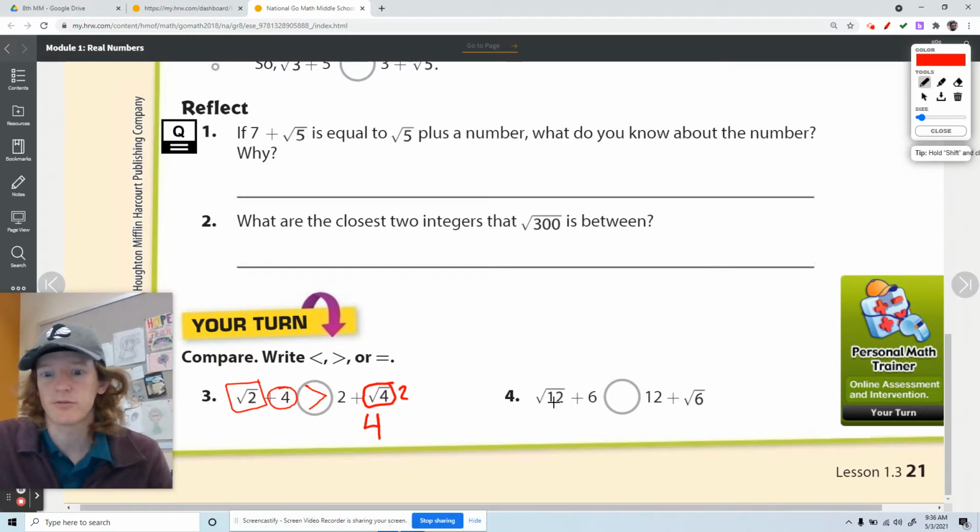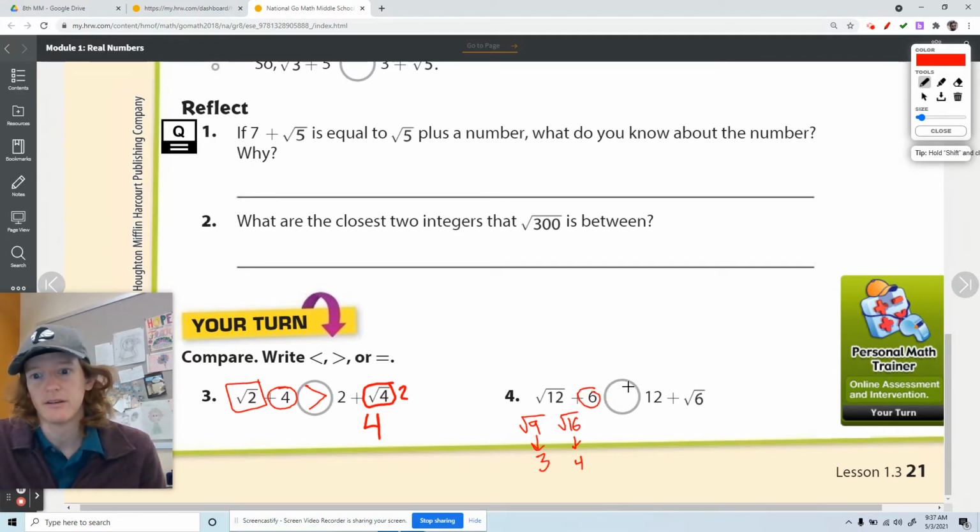For number 4, the square root of 12 is in between the square root of 9 and the square root of 16. So that's in between 3 and 4. So it's about 3.5. It doesn't matter which one of those is. Adding 6 is still going to be less than 12. 4 plus 6 is 10. So at best, this is 10. We know it's going to be less than 10, barely. So it's going to be in between 9 and 10. So 12 plus the square root of 6 has to be bigger.